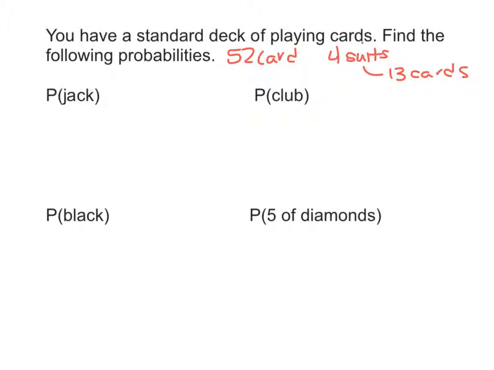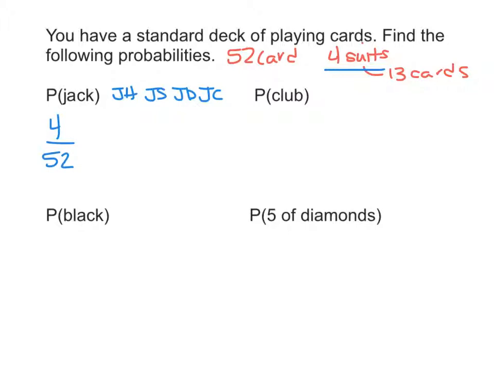So if you take a look at this one, the first question is, what's the probability of getting a jack? Well, our total outcomes are 52. And there is a jack of every suit. So there's a jack of hearts, a jack of spades, a jack of diamonds, and a jack of clubs. So there are 4 different jacks in the deck. So we have 4 possibilities of getting a jack out of the 52 different options.